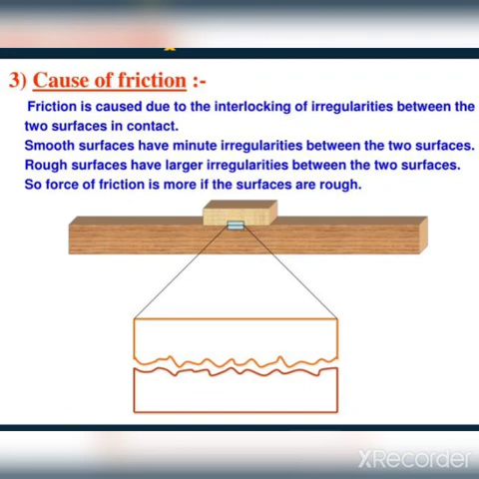Now let's see the cause of friction. Friction is caused due to the interlocking of irregularities between the two surfaces in contact. Smooth surfaces have minute irregularities between the two surfaces. Rough surfaces have larger irregularities between the two surfaces. So, the force of friction is more if the surfaces are rough.